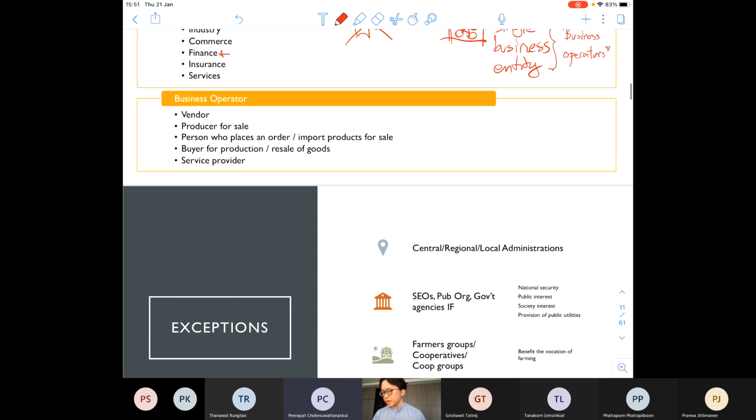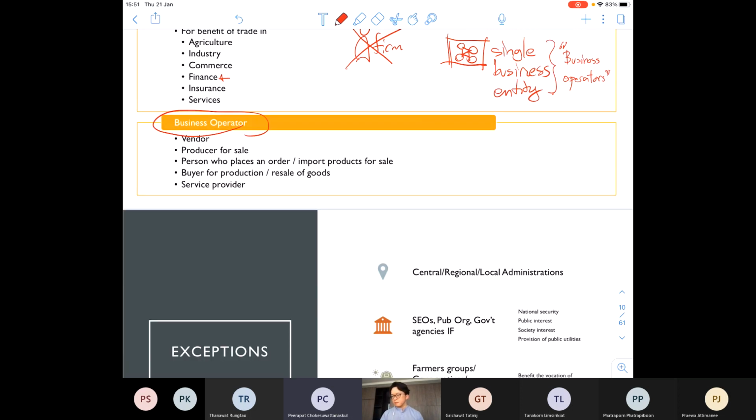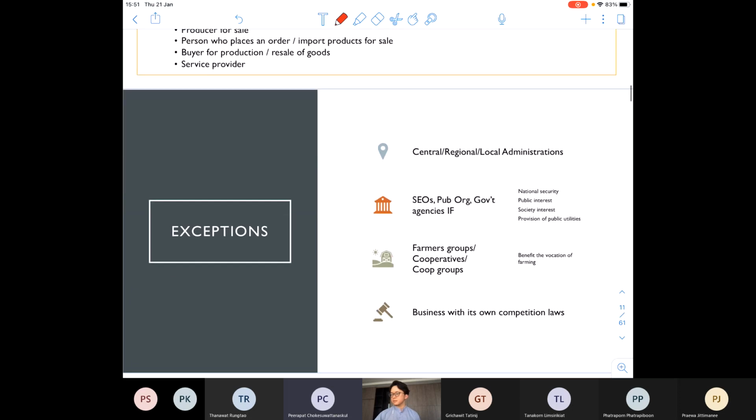So essentially, you could be anyone to be qualified as a business operator, right? You could be a vendor, you could be a producer, you could be the person who places an order or imports products for sale. You can be an importer, right? You can be a buyer for production or resale of goods as well. You can be a service provider. So it doesn't matter, right? You can be anyone who is actually operating the business.